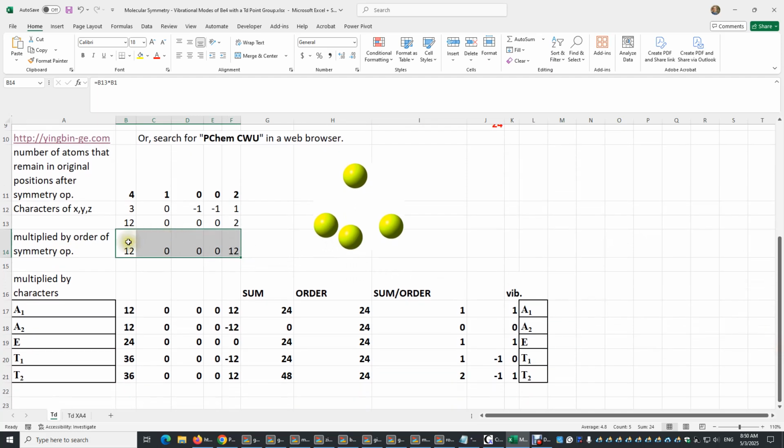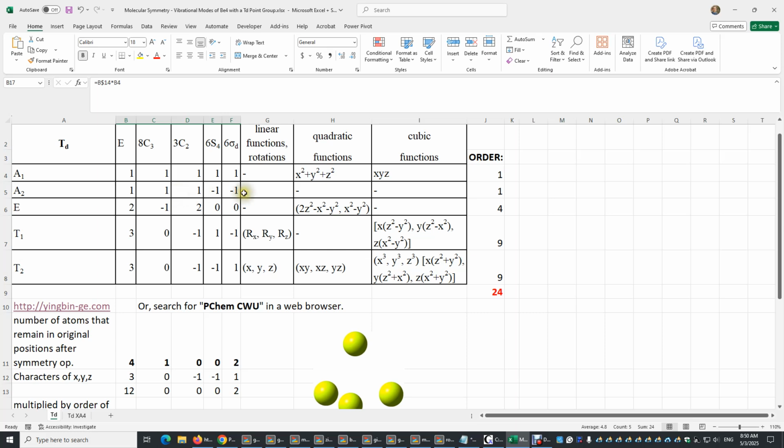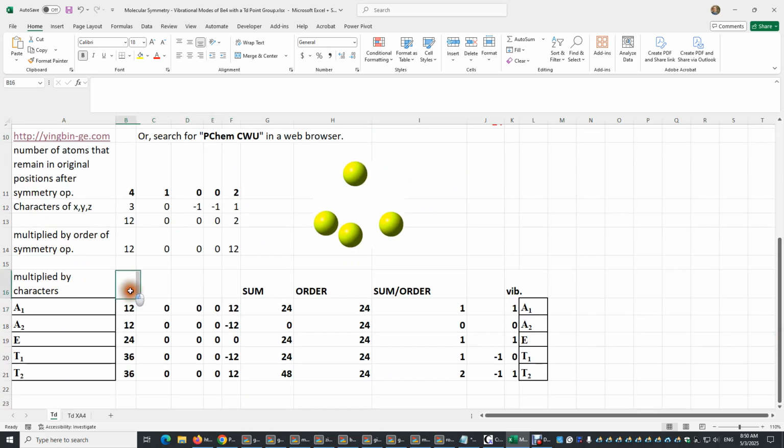And now we multiply these 5 numbers with the 5 characters for each symmetry. We have A1 symmetry, A2 symmetry, and E means doubly degenerate. T means triply degenerate. So you can see for A1 the characters are 1, 1, 1, 1, 1. So we have these 5 numbers times 1, 1, 1, 1, 1. And then let's look at A2. It's 1, 1, 1, minus 1, minus 1. So over here we have these 5 numbers times 1, 1, 1, minus 1, minus 1. We got these 5 numbers.